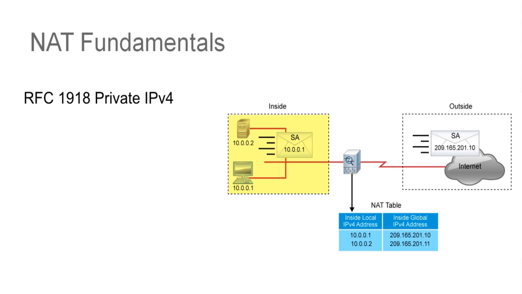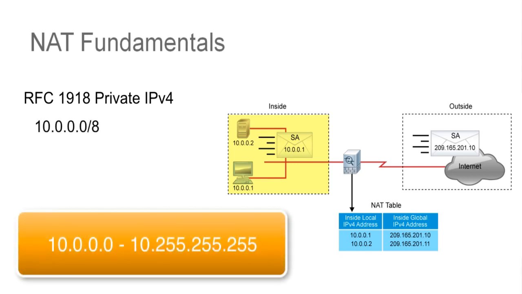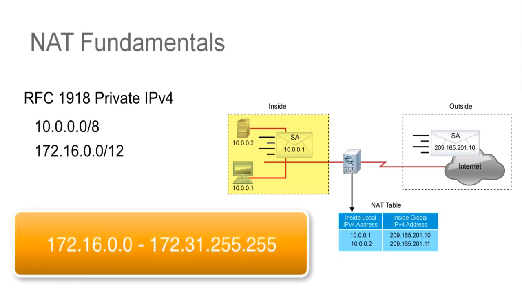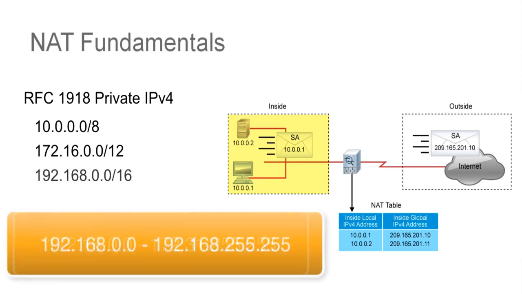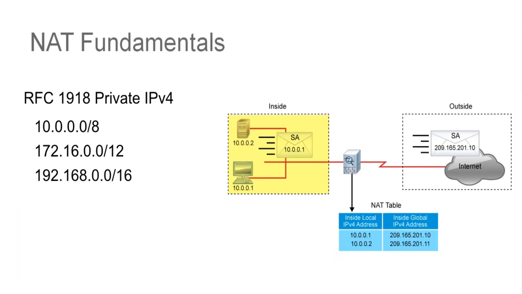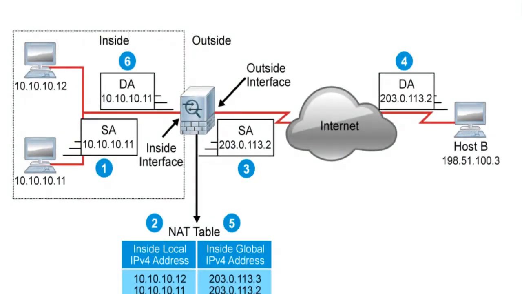The inside local address is likely to be one that falls within the RFC 1918 reserved private IPv4 address space. That reserved address space consists of 10.0.0.0/8, 172.16.0.0/12, and 192.168.0.0/16. These addresses are not routable on the Internet. This figure illustrates an ASA that's translating the source address as the packet is forwarded from the inside to the outside and reversing that translation on the reply that returns.